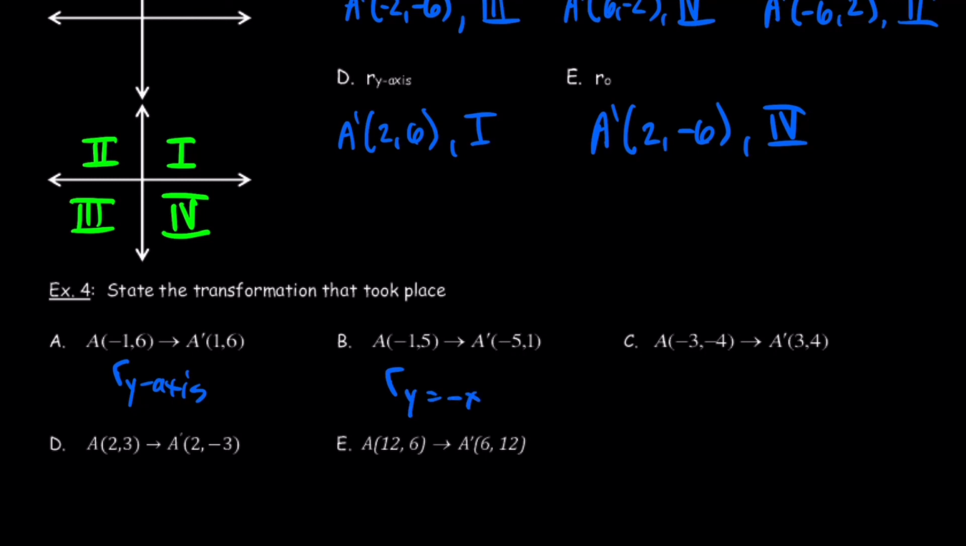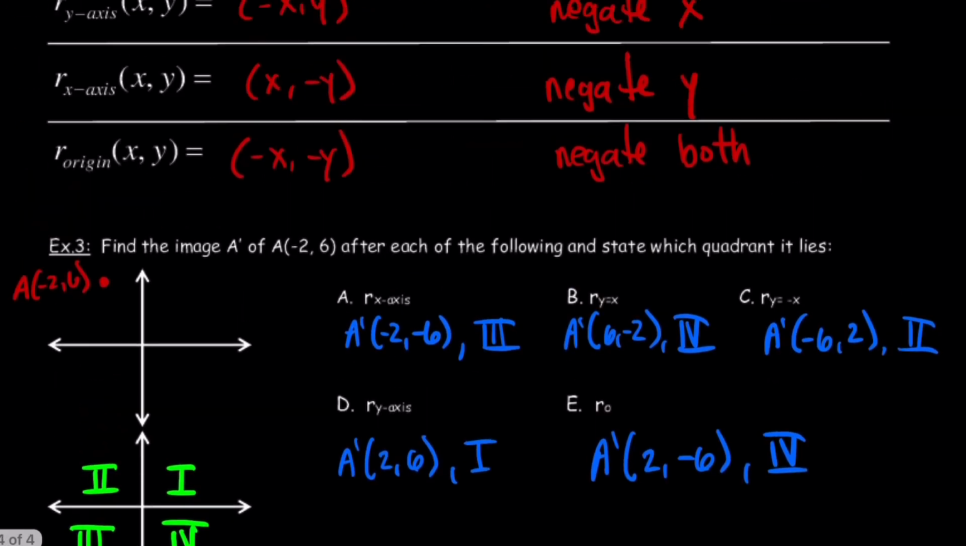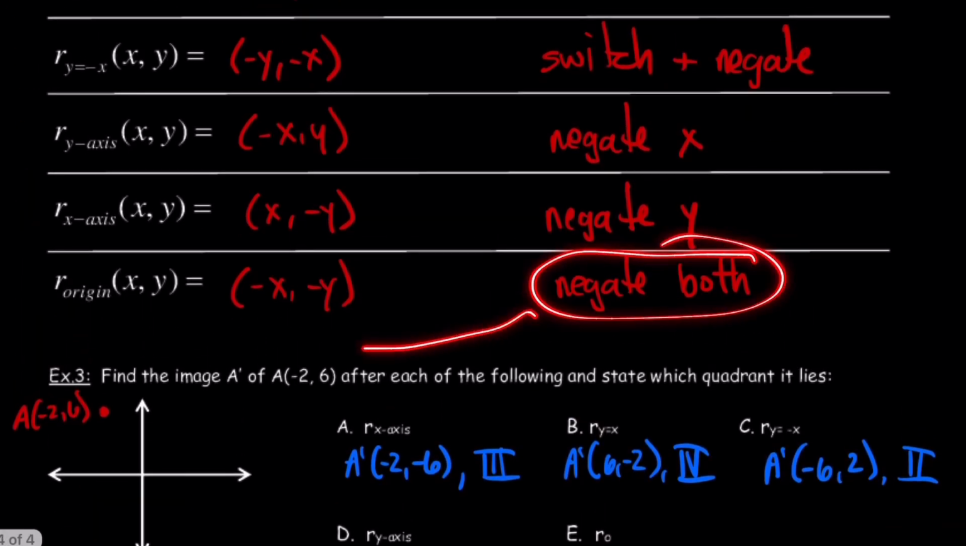Okay, letter C, I went from (-3, -4) to (3, 4). So order is the same, 3, 4, 3, 4, but what changed is I negated both. So if I negate both, that's this. That's a reflection through the origin.